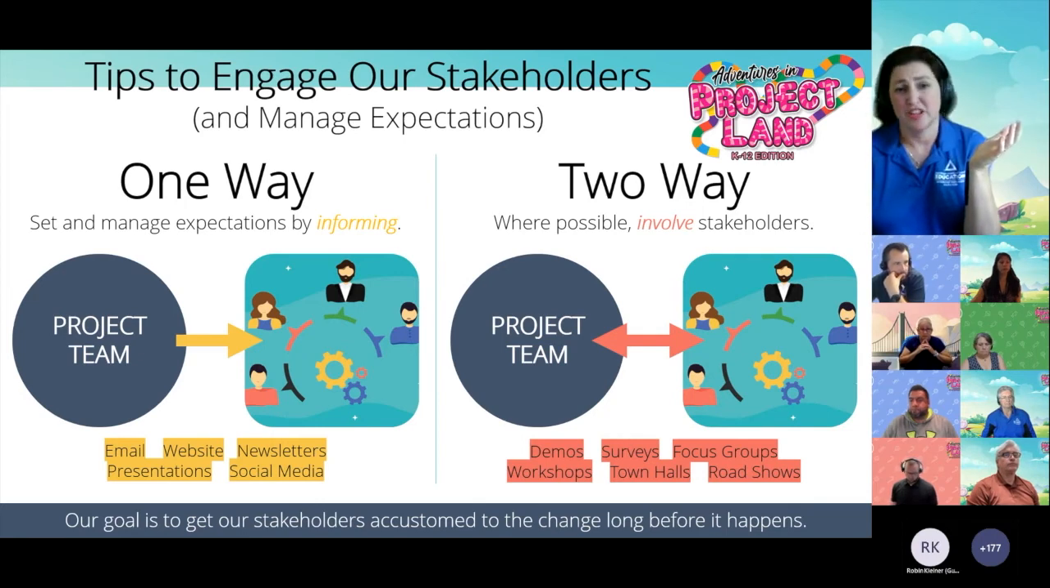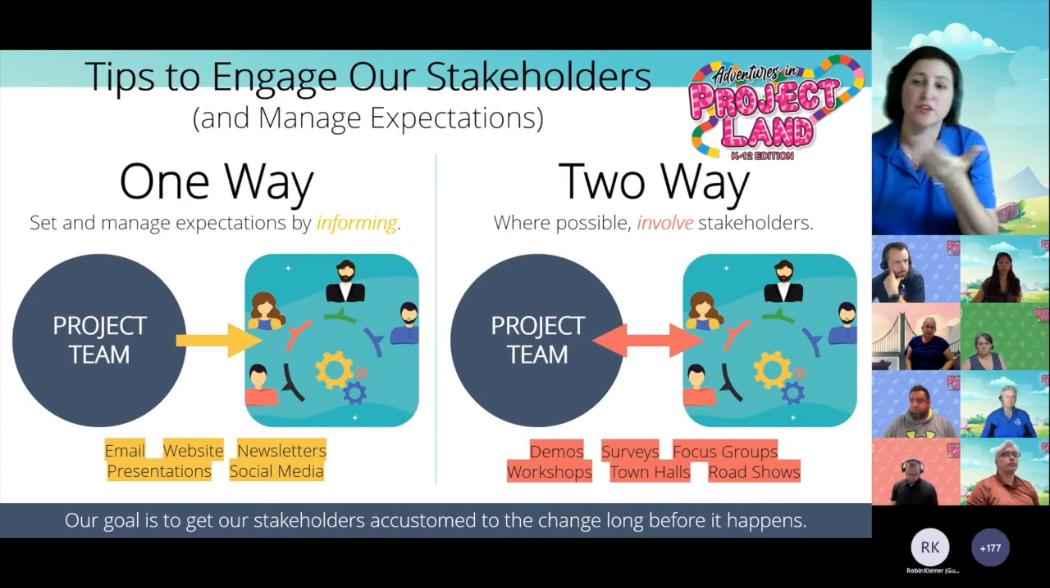Another way to engage our stakeholders, where possible, is to involve them. Here you see this peach arrow going bi-directionally. This is two-way communication. So this might be conducting a demonstration, using surveys, doing a focus group or workshop, or roadshow. Opportunities not just for us to communicate, but for us to get information back from those stakeholders.